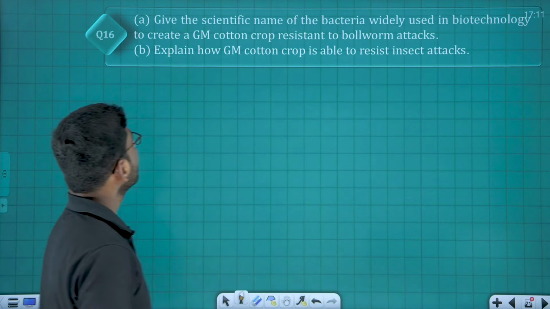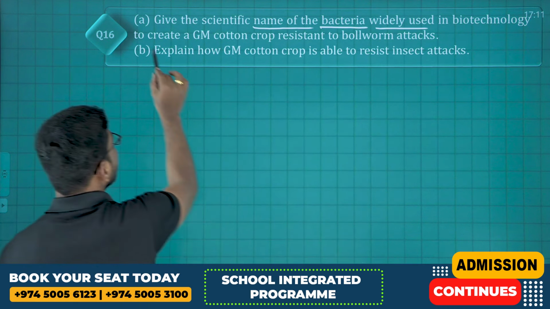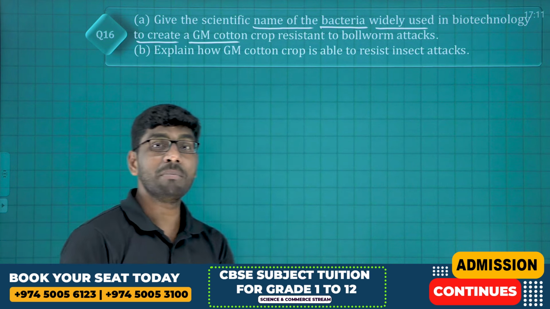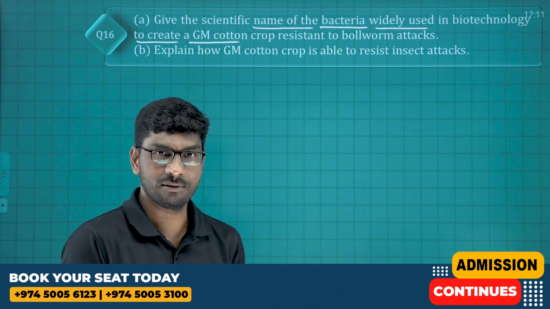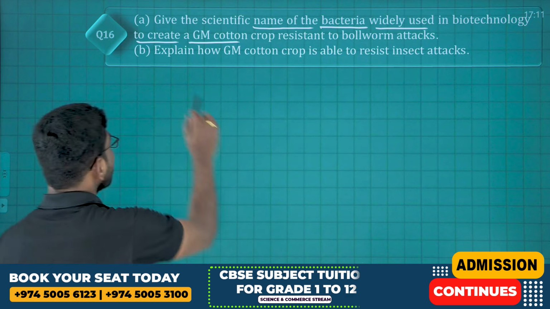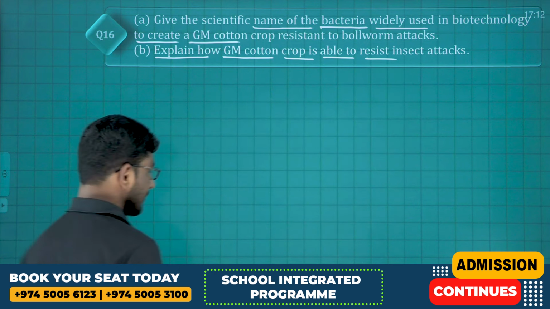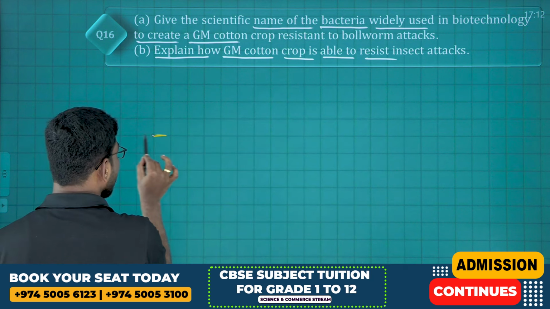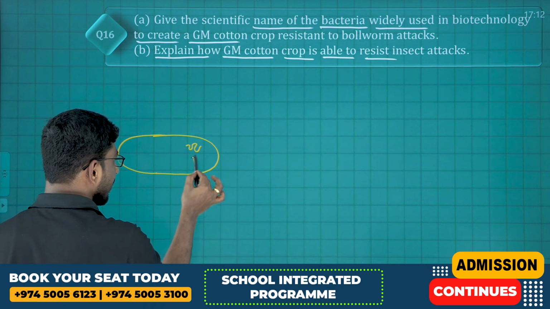Next question, give the scientific name of bacteria widely used in biotechnology to create GM cotton crop resistant to bollworm attack. Bacillus thuringiensis. What is the bacteria name? BT, Bacillus thuringiensis. I told you Bacillus thuringiensis bacteria have a gene called cry gene. Explain how GM cotton crop is able to resist the insect attack. I clearly mentioned it in the last video also. Look at here. This is bacteria. In bacteria, cry protein is synthesized.